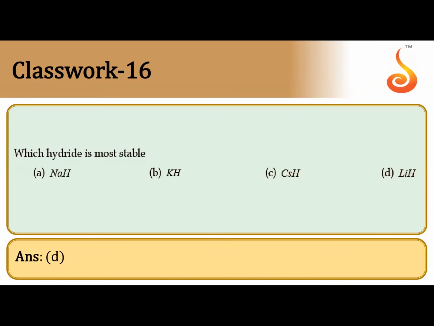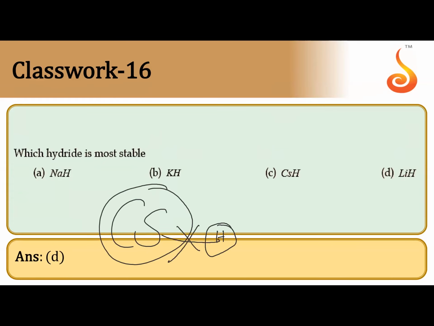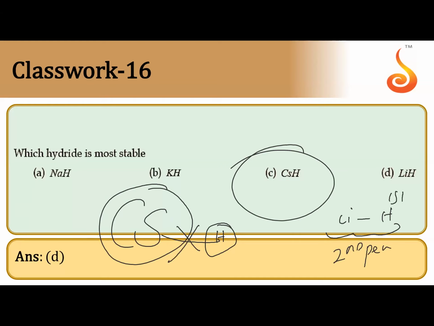Which hydride is most stable? See, once again, the same story I'm coming to you. There cannot be a stable chemical bond between an ant and an elephant. There cannot be a stable bond between an ant and an elephant, therefore it is unstable. That means lithium and hydrogen. See, both belong to the first and second periods, so approximately the size will be almost the same, right?